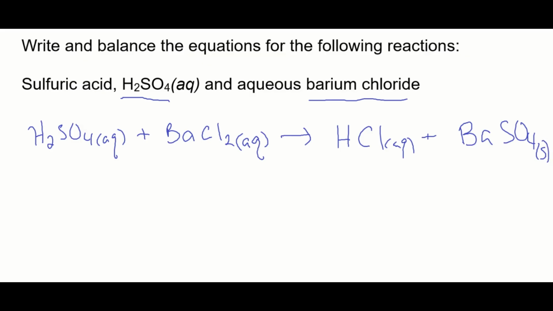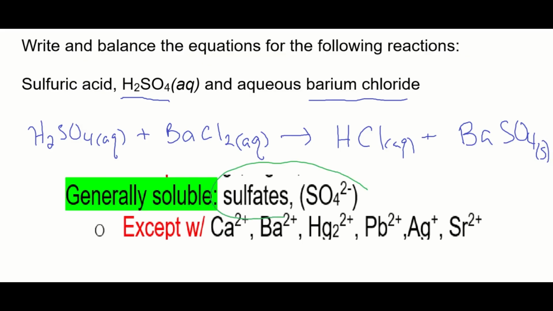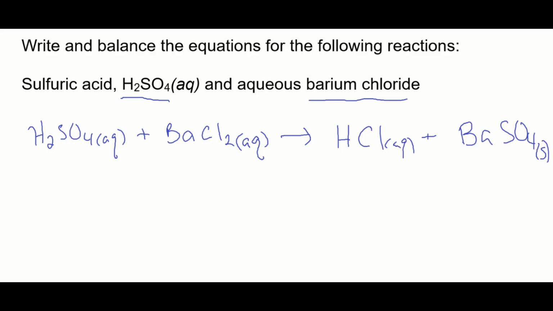Now this is going to be your precipitate. You can see that sulfates are generally soluble, but one of the exceptions is when it's in a compound with barium. So that's how we know this is going to be your precipitate. And the formation of that precipitate is what drives this reaction.